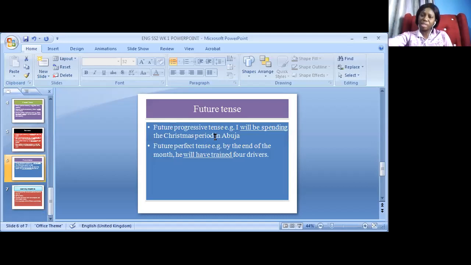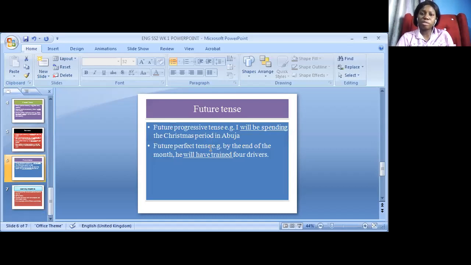So "will be", now take note, that's the future tense. I will be doing this thing. Now "spending" is what shows a progressive aspect. Spending shows that it is going to be continuous. It is going to be for a while in Abuja. All right.